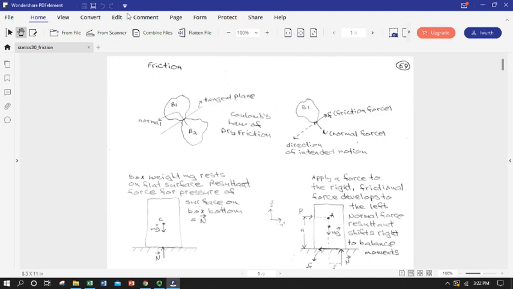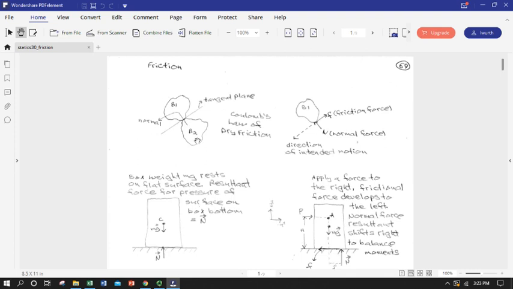So we're going to start there with a definition of what friction is from our standpoint of mechanical interaction between two bodies. Friction definitely is in the realm of contact forces, so we'll only be looking at friction when there's actual physical contact between two rigid bodies. So here's an example. We have body B1 and B2 and they're contacting at a point or over an area.